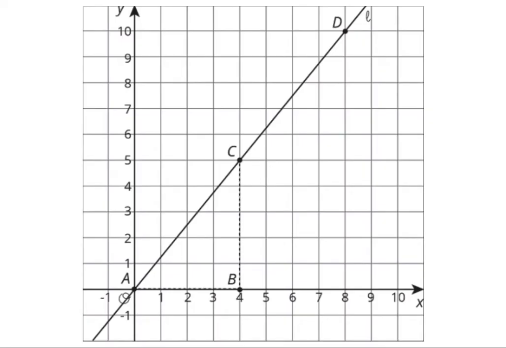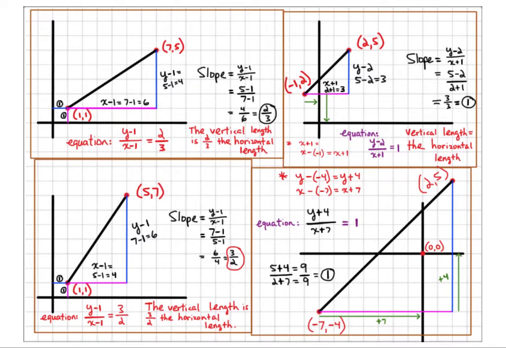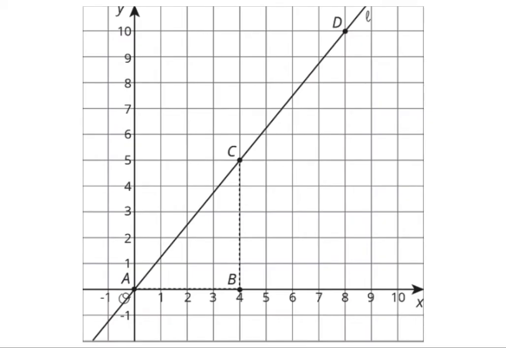The next problem is problem number 3. In this case, you are given this line, and you're asked, what are the coordinates of B and what are the coordinates of D? Well, the coordinates of B, notice this goes through this slope triangle right here, goes right through this point 0, 0. So the coordinates of B are 4, 0. So this length is going to be 4 units long. It's going to be the value of x.